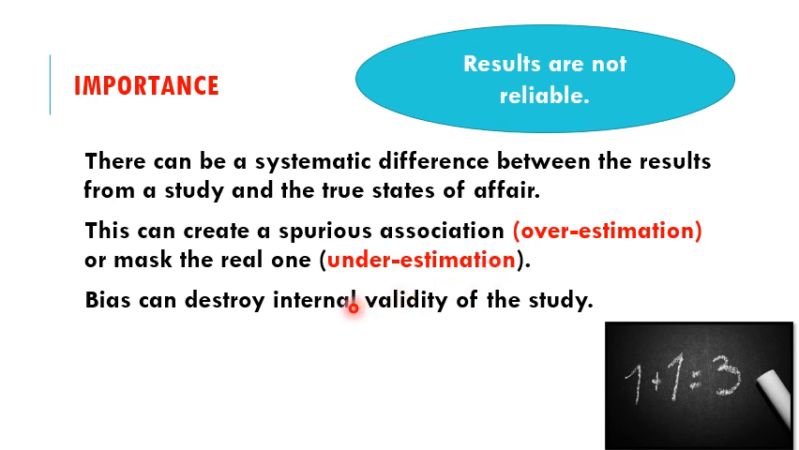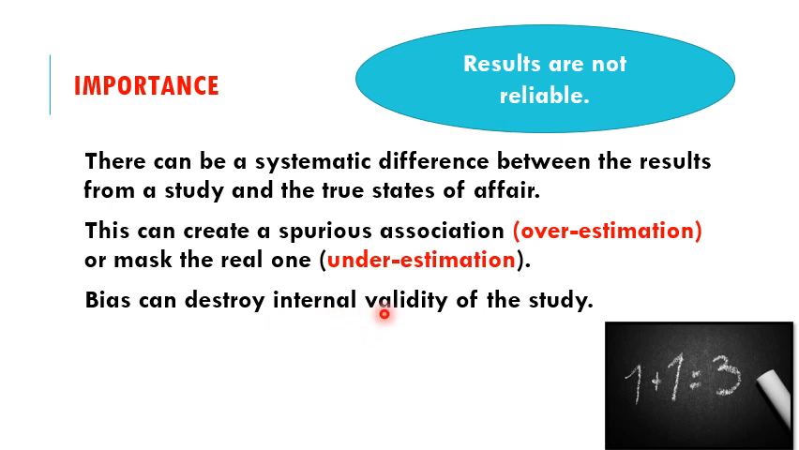Let's understand that there are two types of validity applied to a clinical study. External validity is mainly related to whether the results of the study can be applied to the general population or not. That is related to sample size that we have already discussed in the previous videos. But if there is a bias, this will severely affect the internal validity of the study.